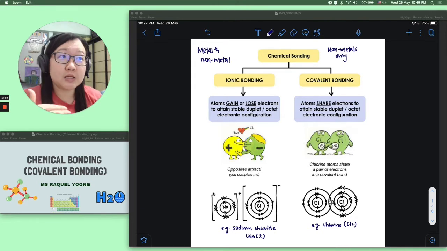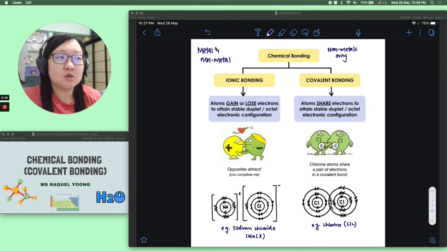Covalent bonding, on the other hand, let's compare side by side and see what the differences are. Covalent bonding only involves non-metals, right? And in this case, our atoms will share electrons, also in achieving the similar end goal of having the stable duplet or octet electronic configuration. All right. So in this case, we look at the element chlorine, which exists as a diatomic molecule. Di means two. So this molecule chlorine is made out of two atoms.